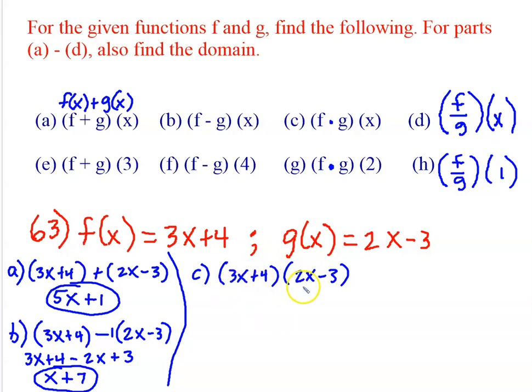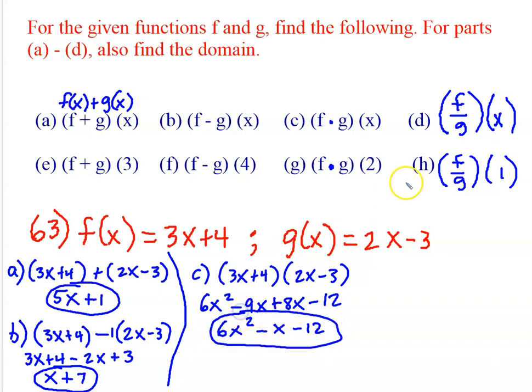So the first two terms multiply together. 3x times 2x is 6x squared, and then we take the outside terms and multiply them together. 3x times -3, negative 9x. The inside terms multiplied, 4 times 2x is positive 8x. And then the last two terms, 4 times -3 is negative 12. You combine the like terms in the middle if you can. And in this case, -9 plus 8 is -1x, and then minus 12. And so there's my answer for part C.